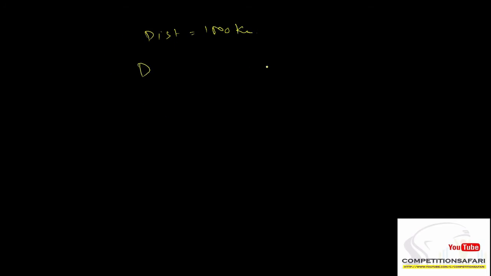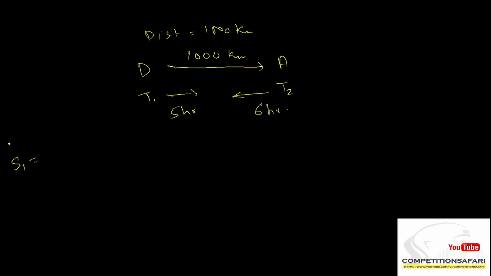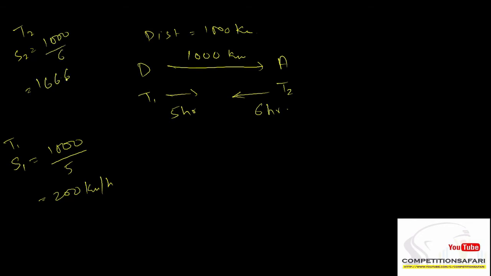Now Delhi, Agra, distance becomes 1000 kilometers. Train 1, train 2, traveling in opposite directions. Time taken is 5 hours, 6 hours. So your speed 1 becomes, for train 1, 1000 by 5 hours, which gives you 200 kilometers per hour. For train 2, speed 2 becomes 1000 by 6, which gives you 166.66 kilometers per hour.